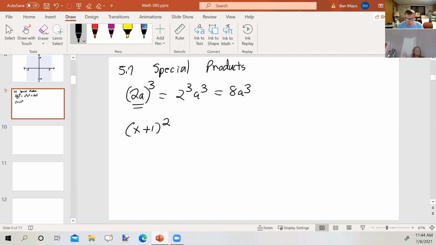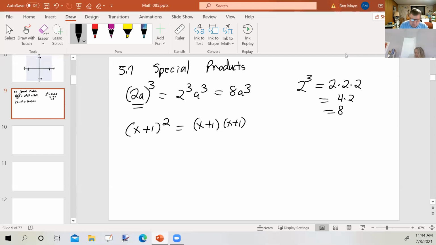This is not a product raised to a power. This is a sum raised to a power. So what we have to do is expand this product, okay? In fact, let's back up for a minute and take a look at 2 cubed. What does that mean? 2 cubed means 2 times 2 times 2, which ultimately is 8, right? So x plus 1, the quantity squared, is x plus 1 times x plus 1. So the first thing we're going to do to this sum raised to a power is to expand it, okay?